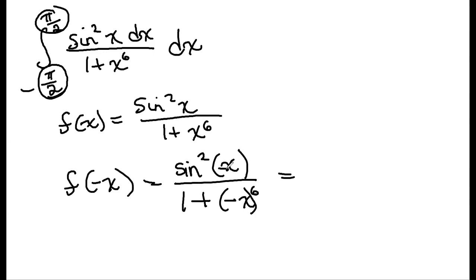Now, know that the sine squared of negative x, oops, and I forgot the x squared. No, that's fine. Okay, so that is equal to negative sine x. Then I have 1 plus, well, negative x to the 6th, that's an even power. That's just going to equal the positive x to the 6th.